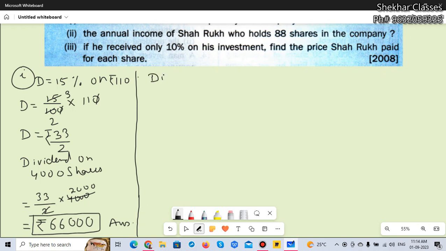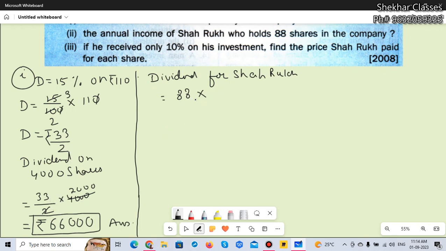So I can say the dividend for Shahrukh is how much? That is equal to 88 into the value of one share. What is the dividend of one share? We got here, that was 33 upon 2. So into 33 upon 2. So this will give you how much? 44. This is the dividend on one share, right?